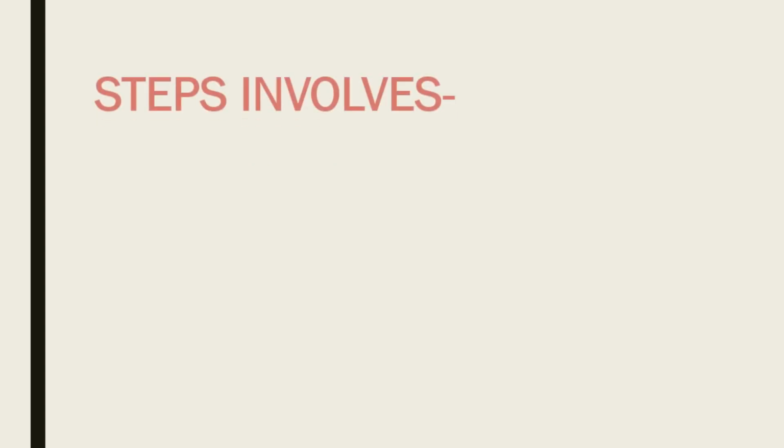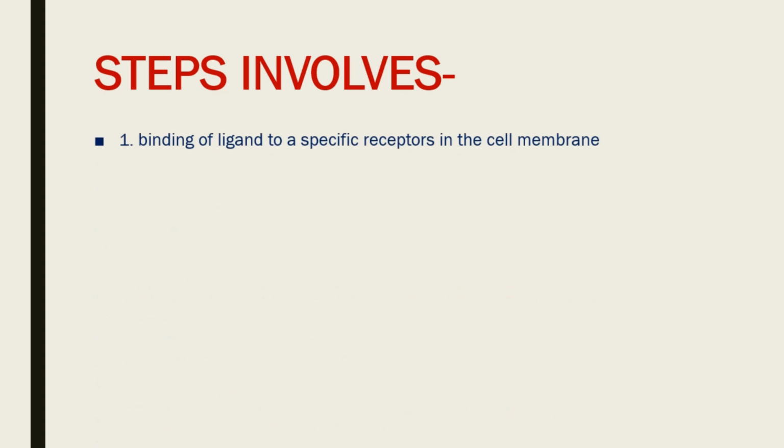So now we will see in detail about the cyclic AMP. Now we will see the steps involved in the cyclic AMP. First, the binding of a ligand to a specific receptor in the cell membrane.